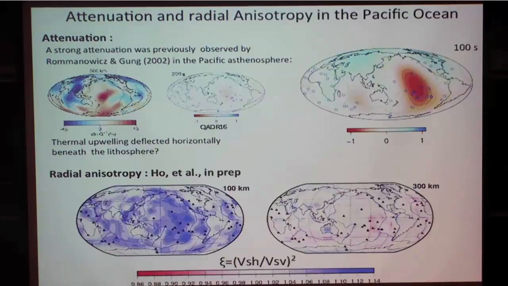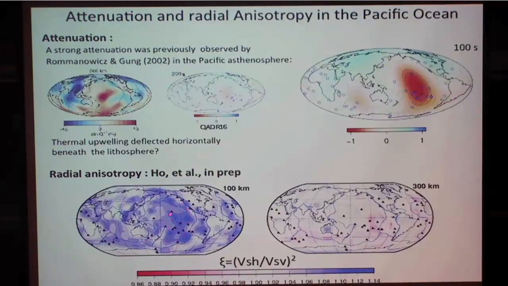There is something that is also interesting with this kind of interpretation. If we compare to the radial anisotropy, and we are currently building a radial anisotropy model, there is a fairly good agreement with this kind of anomaly and the fact that we observe the strongest radial anisotropy at 100 kilometers depth with SH faster than SV in the Pacific Ocean. And this was also previously observed by Ekstrom and Zywonski. There are other papers suggesting that there is a very strong radial anisotropy. So Xi, SH is faster than SV.